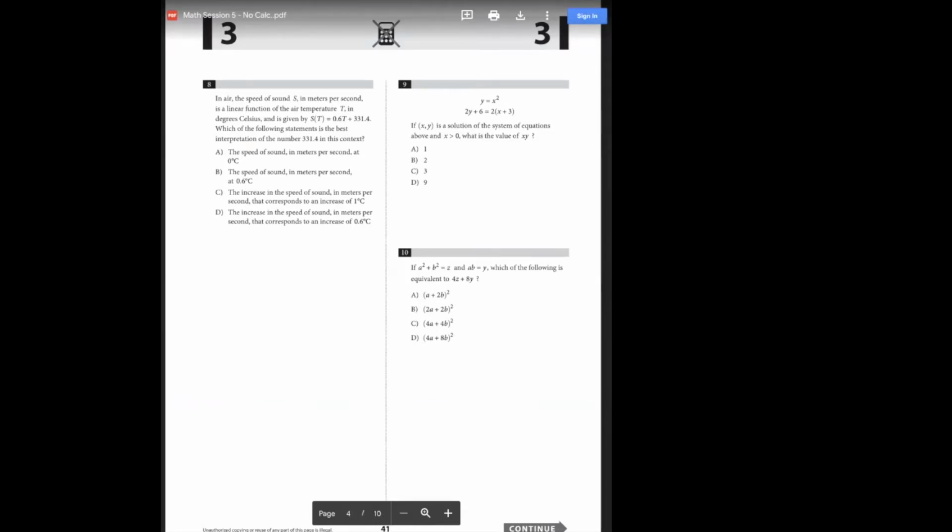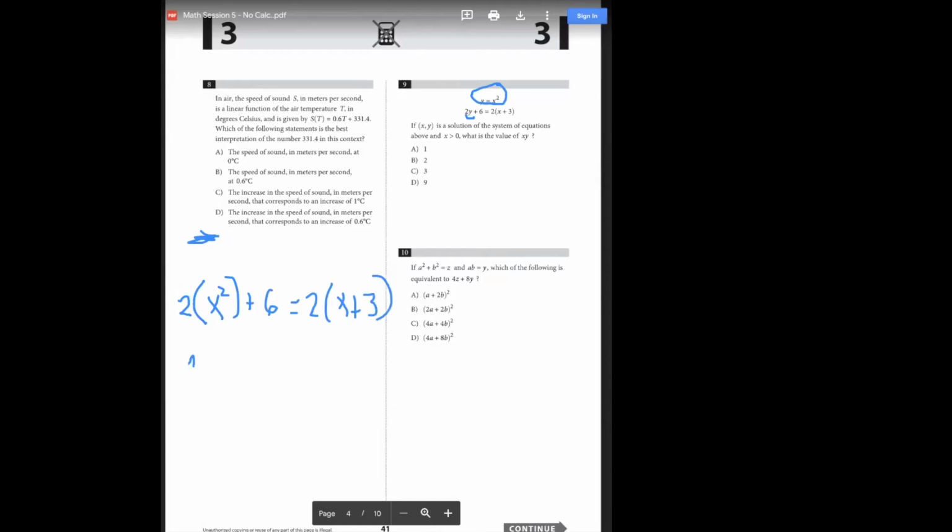If x, y is a solution to the system of equations above and x is greater than 0, what is the value of xy? Well, there are many ways to solve a system of equations. There's substitution, there's elimination, but in this problem, I think I'm going to go with substitution. I'm going to do it at the bottom of number 8, just because it very simply tells us that y is equal to x squared. So what you can do is plug that in for the y over here, right there under 2y. Then you just write the rest as you normally would.